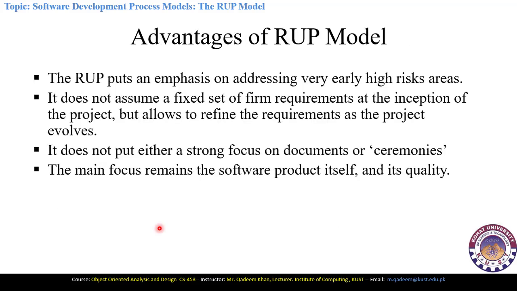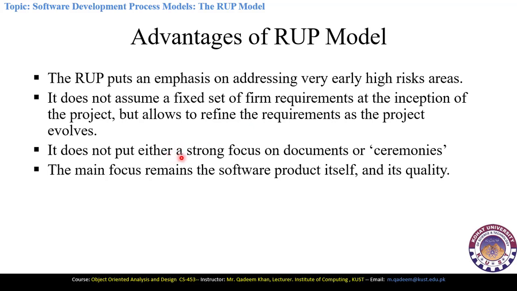Now, there are certain advantages of the Rational Unified Process model. The Rational Unified Process model puts emphasis on addressing high-risk areas very early. It means that we can identify the high risks early in the software process. Basically, it doesn't assume a fixed set of firm requirements at the inception of the project, but it allows us to refine the requirements as the project evolves. It means that the refinements will continue until the project is completed.